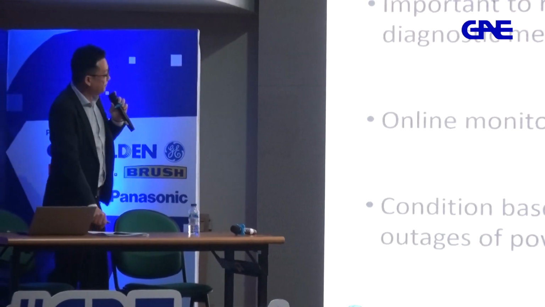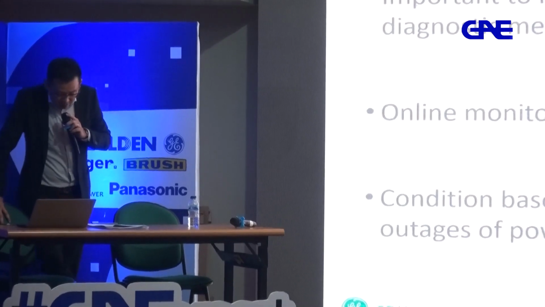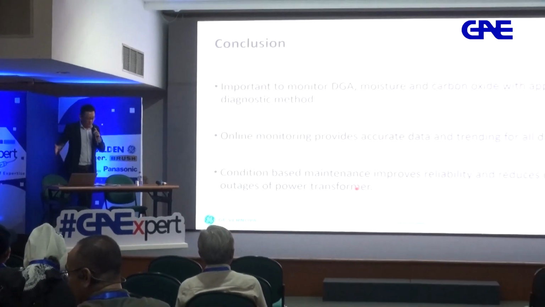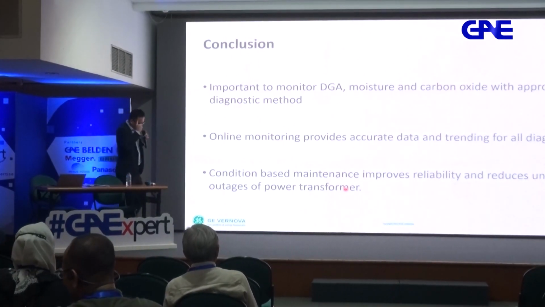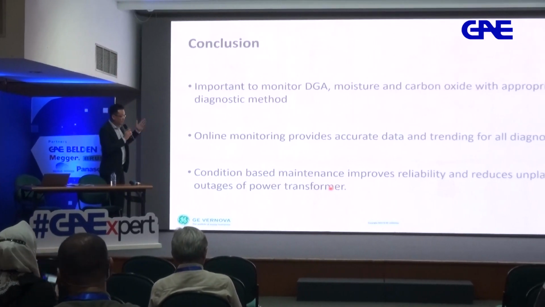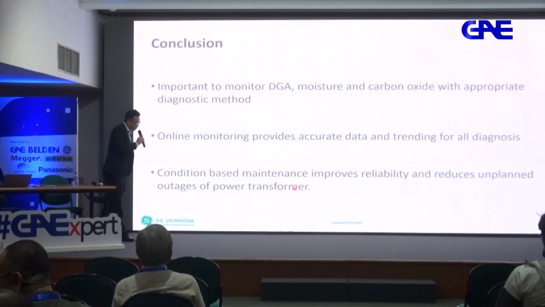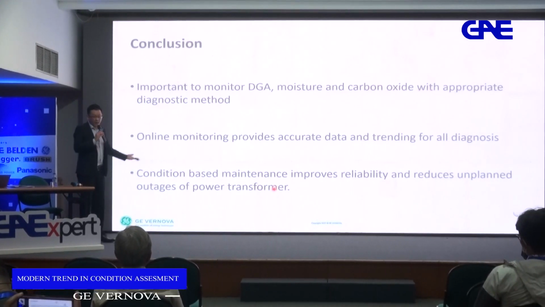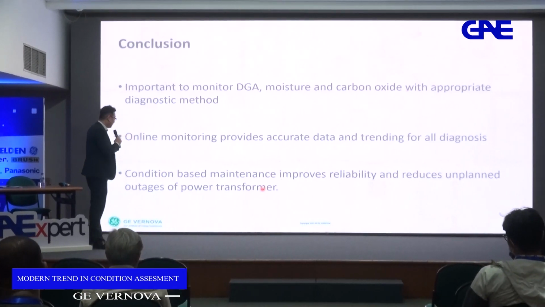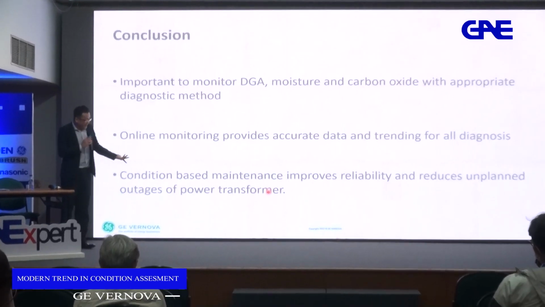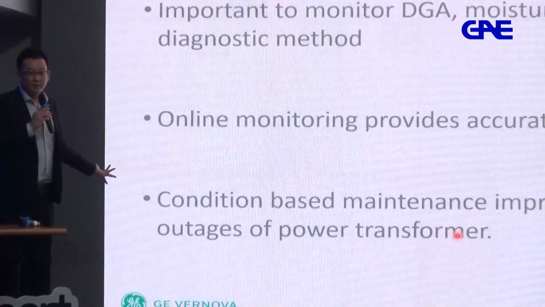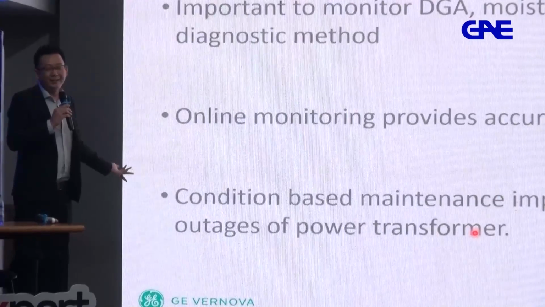When it comes to the conclusion, it is important to monitor DGA, dissolved gas analysis. Always remember that DGA is equivalent to a blood test, along with moisture and carbon oxides, with an appropriate diagnostic method. Online monitoring provides accurate data. Of course, you have to look at the trending for all diagnoses. Then condition-based maintenance will improve reliability and reduce unplanned outages of power transformers. Okay? So, are we good?